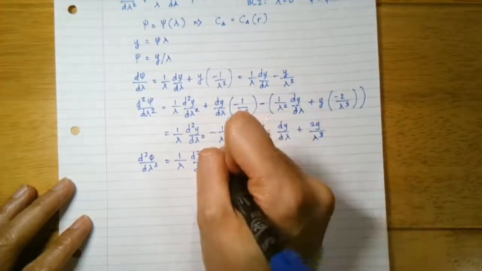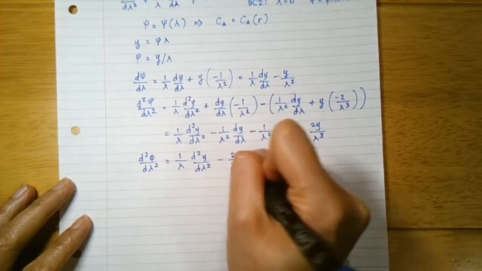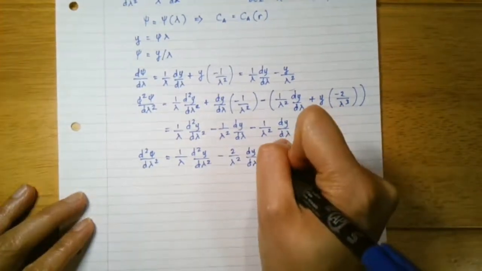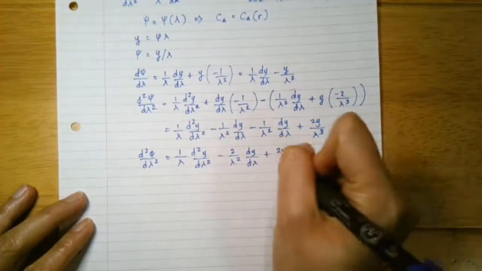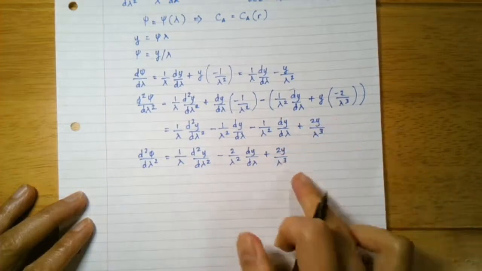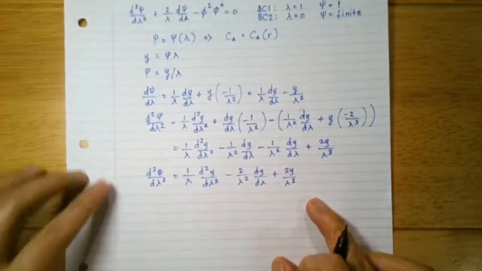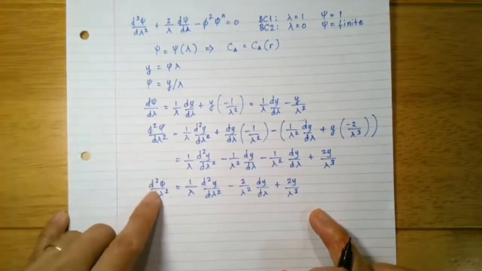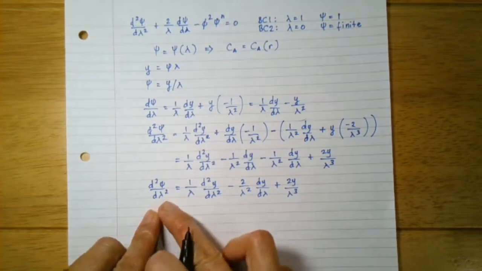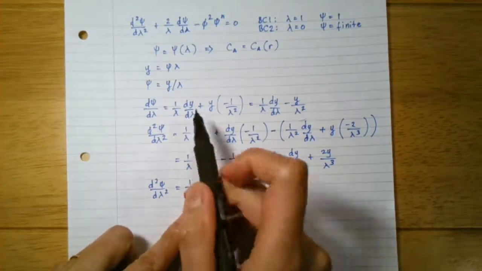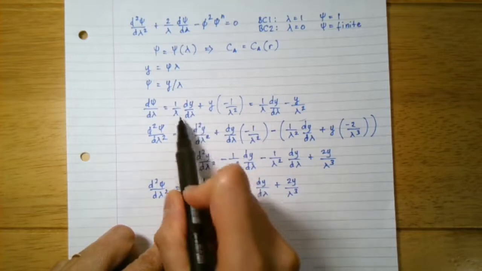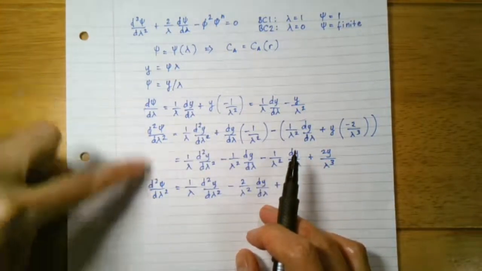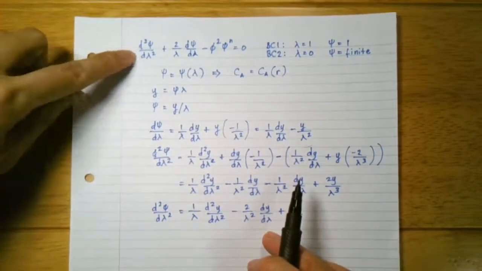So I can combine the two terms here. So we'll have minus 2 over lambda squared dy d lambda plus 2y over lambda cubed. Okay, so now we have an expression for the first derivative of psi with respect to lambda, and the second derivative of psi with respect to lambda in terms of y and lambda. Okay, so we can substitute these expressions into our differential equation.